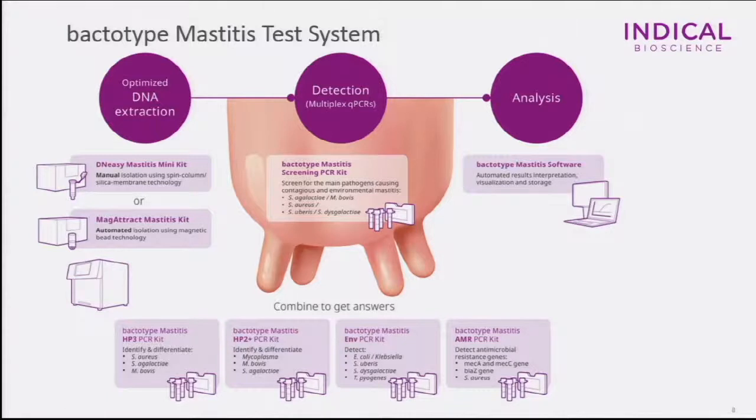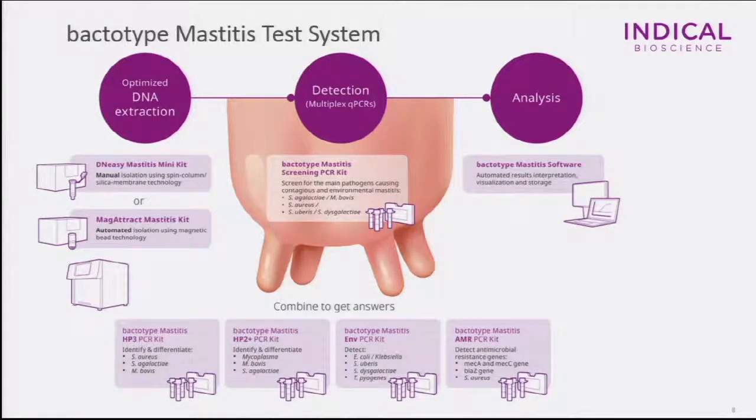For those who are just concerned about the contagious pathogens, we recommend the HP3 PCR kit because this allows you to identify in channel 1 the Staph aureus, in channel number 2 the Strep agalactiae, and in channel number 3 the M. bovis. For those of you who are concerned about mycoplasma other than M. bovis, we recommend the HP2 Plus kit, since this detects in channel 1 the mycoplasma species, in channel number 2 the M. bovis, and in channel number 3 the Strep agalactiae.